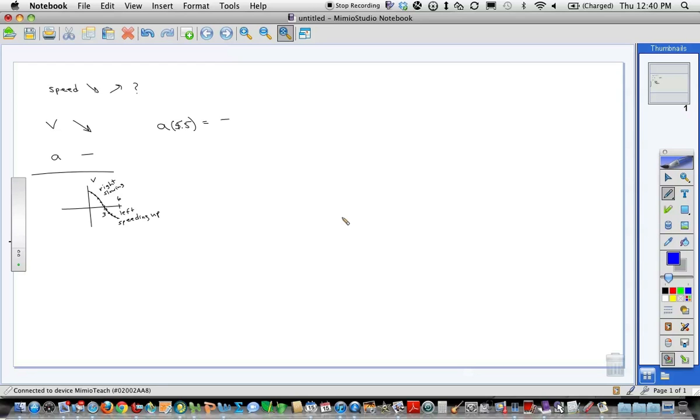That doesn't tell you if it's speeding up or slowing down. Too many people confuse deceleration. You think negative acceleration is deceleration. That's not true. Deceleration is slowing down, but negative acceleration could be speeding up. If I've got a ball that I drop and it's going down, it's got negative acceleration, but it's speeding up.